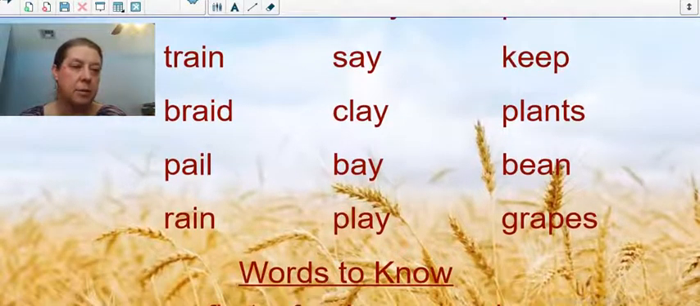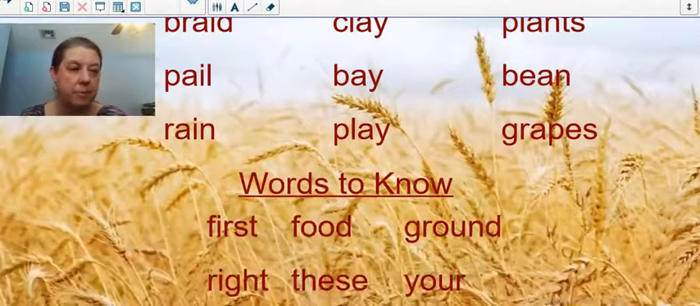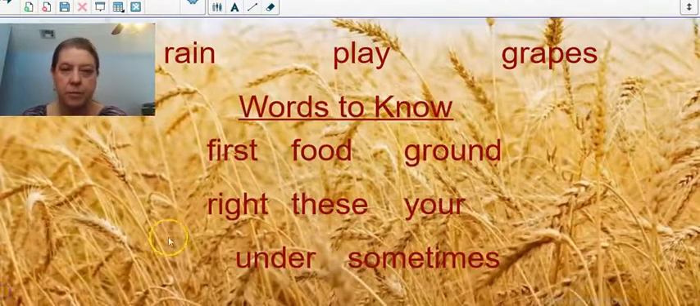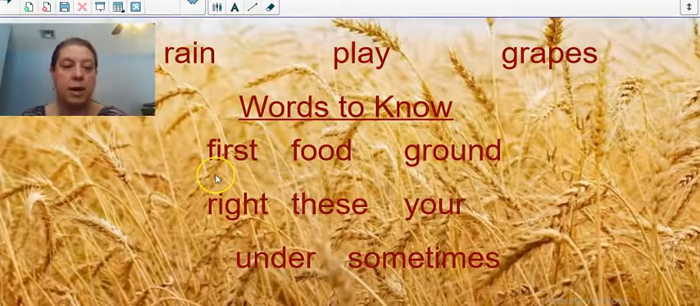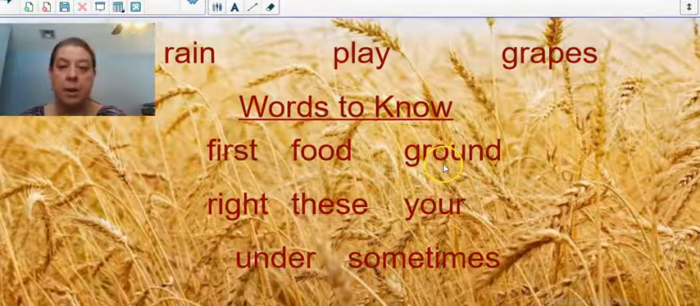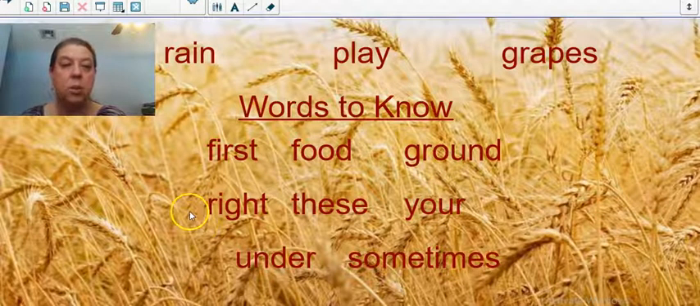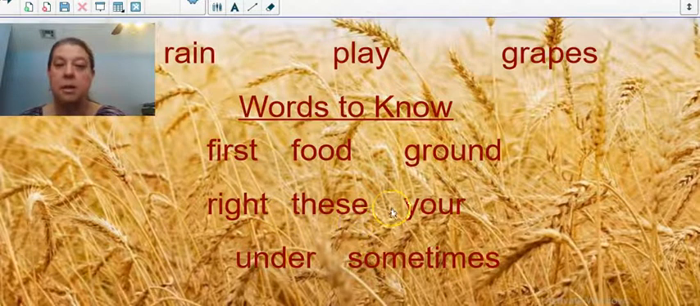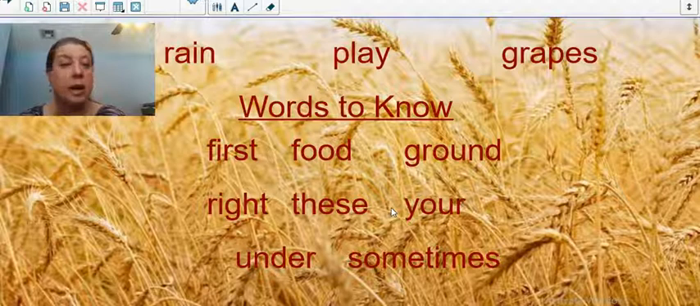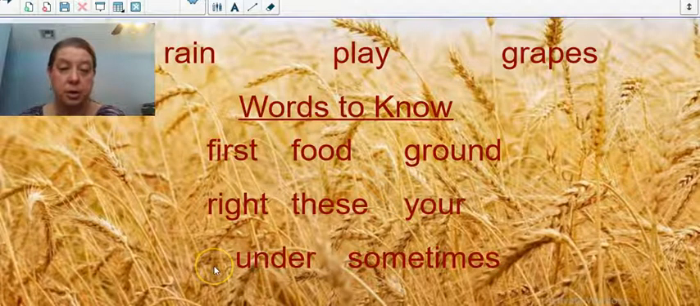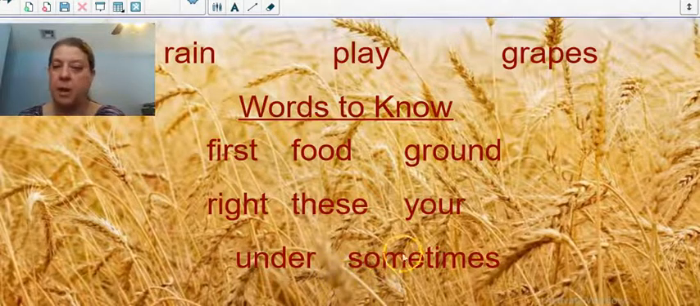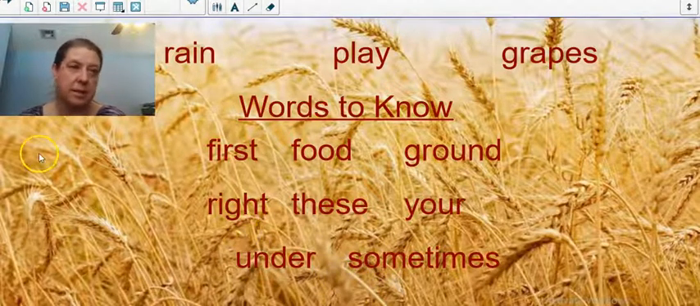All right, so let's look at our words to read this week. Today's day 2, so they should be a little more familiar today. All right, so echo after me. First, food, ground. Right, these, your. Be sure you're echoing after me. Under, sometimes. All right, no words, no sentences to fix today.